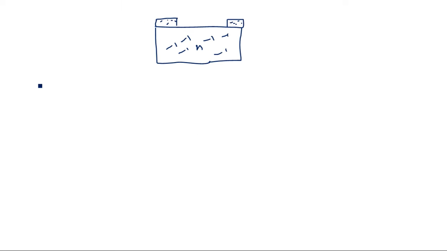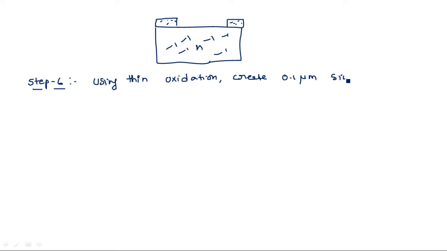Okay, so next one, step 6. What else do we need to do now? At the gate terminal, we are having polysilicon. Beneath the polysilicon, we are having a 0.1 micrometer oxide layer. So which process do we need to use for a 0.1 micrometer oxide layer? Thin oxidation. So using thin oxidation, create 0.1 micrometer SiO2 on the substrate.